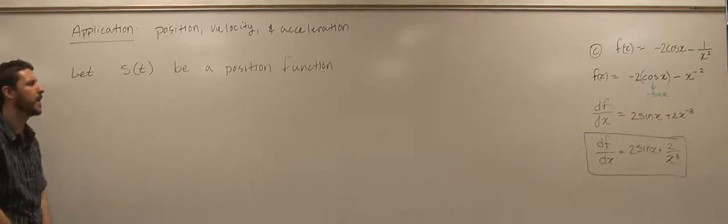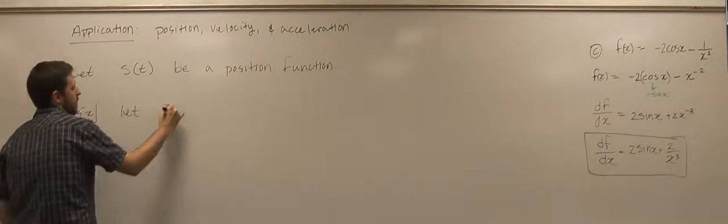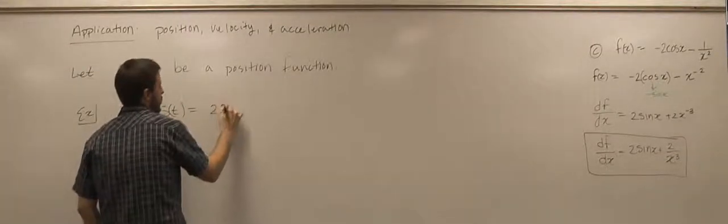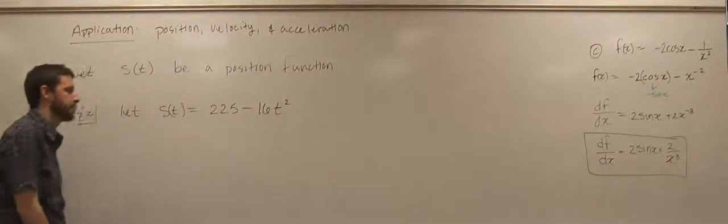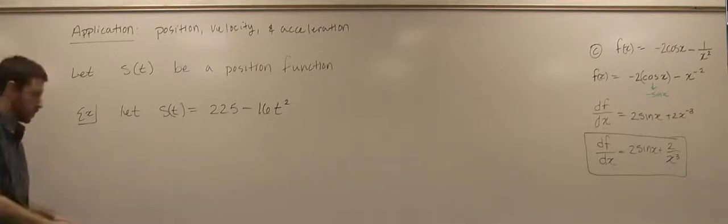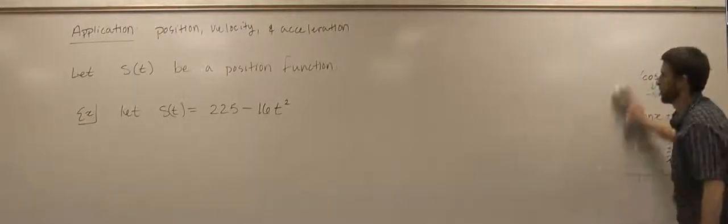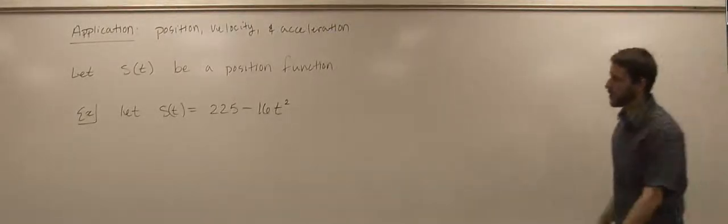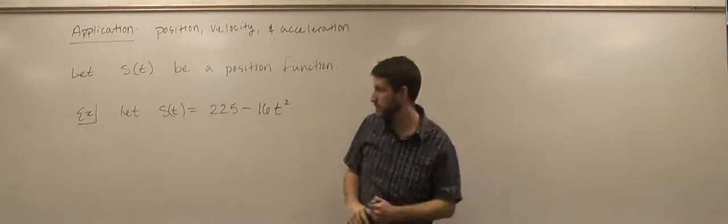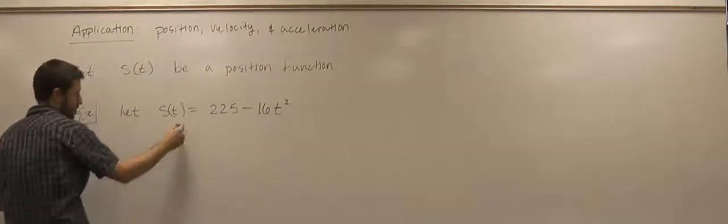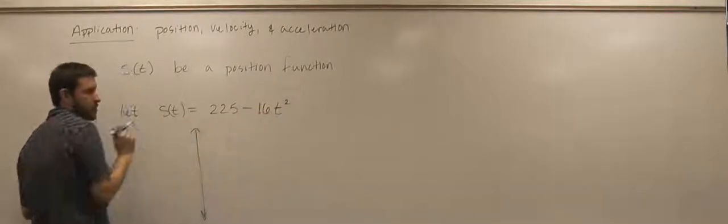So let me give you an example. Let's let s of t equal 225 minus 16t squared. First of all, do you know what the graph of this function looks like? It's an upside-down parabola, shifted up, because if you plug in 0 for t, you get out 225.